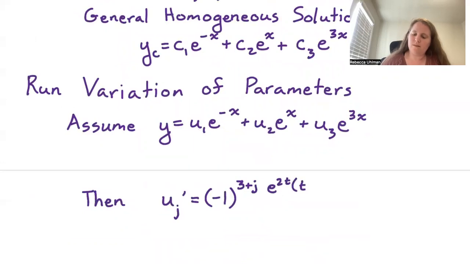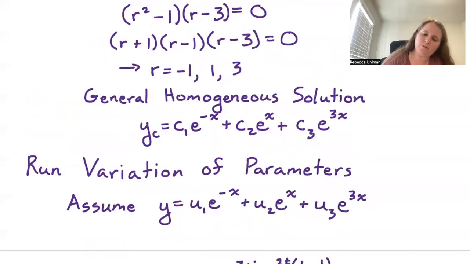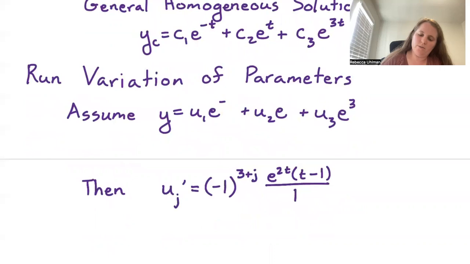These should all be t's, not x's. Our p0 of x is just 1. I'm going to just quickly change all of these to t's instead of x's. So we have c1 e to the negative t, c2 e to the t, plus c3 e to the 3t. We're assuming y is u1 e to the negative t, plus u2 e to the t, plus u3 e to the 3t.